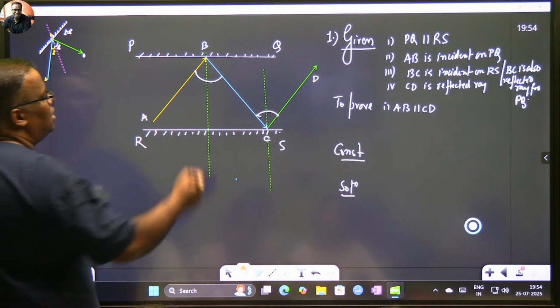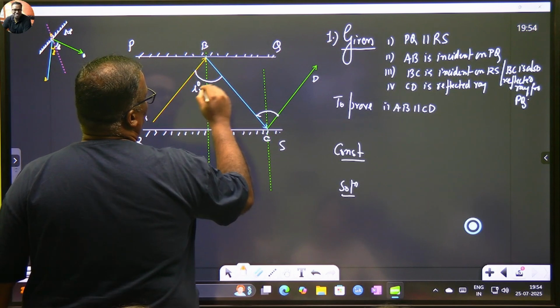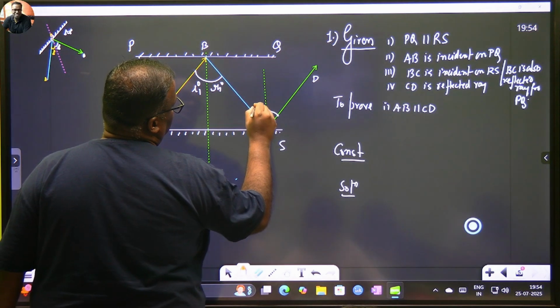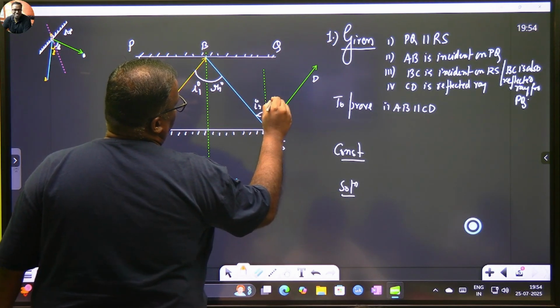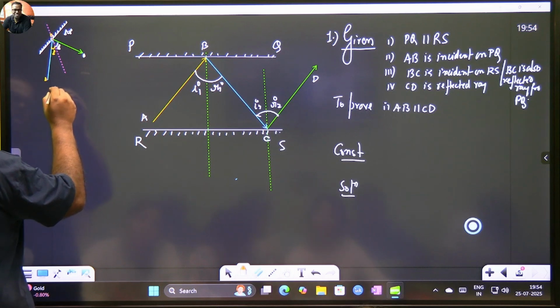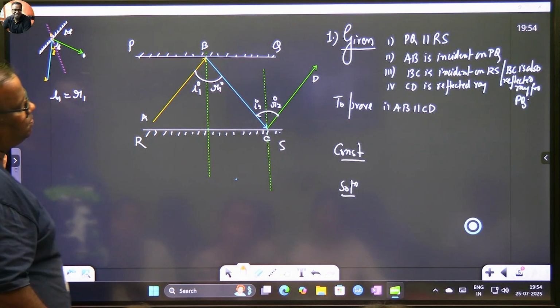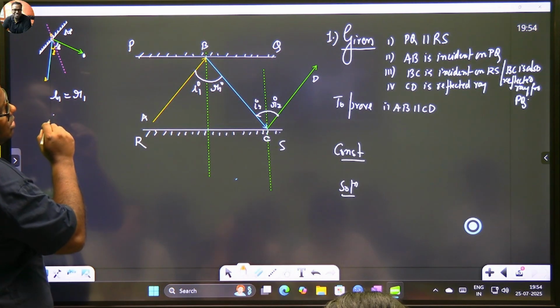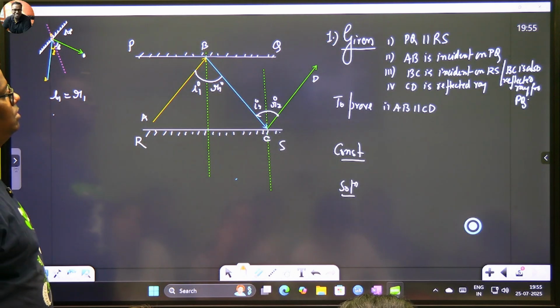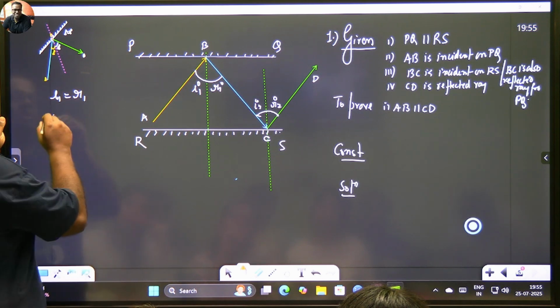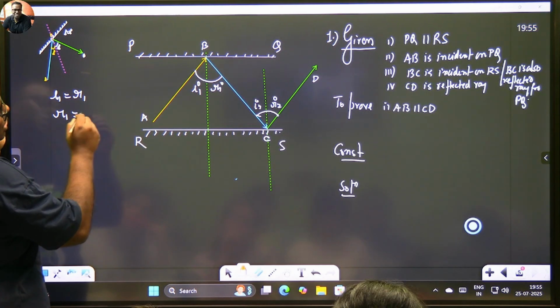And we can always say that take this as I1, R1, right? And this angle will also be equal to, let's say this is I2 and this is R2, all right? So we write, now you know what to write. I1 will be equal to R1, laws of reflection, agreed? And then we will write R1 is equal to I2.